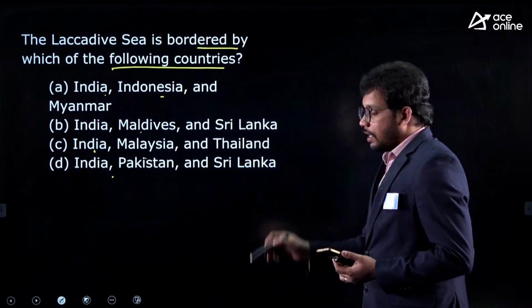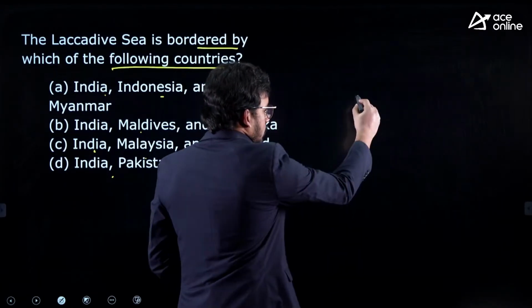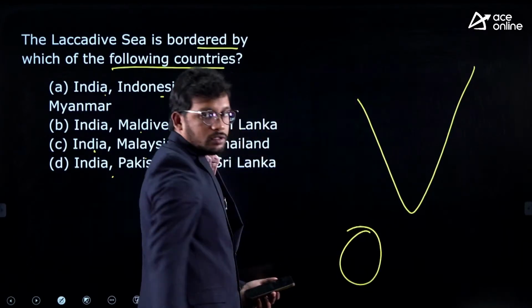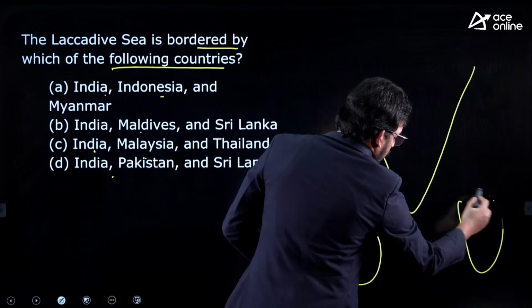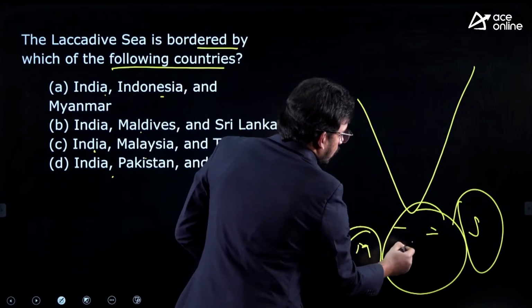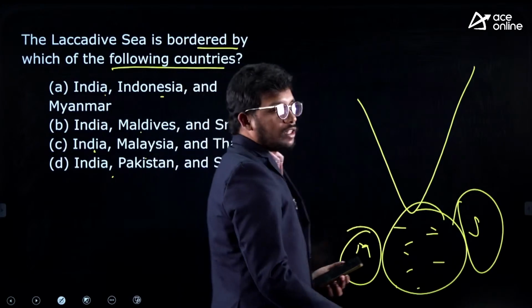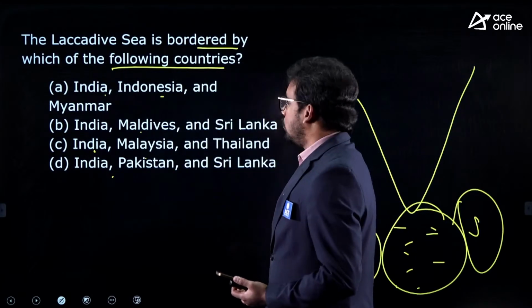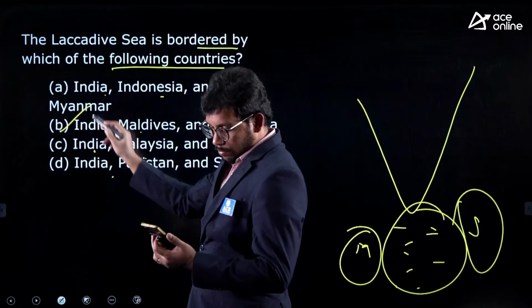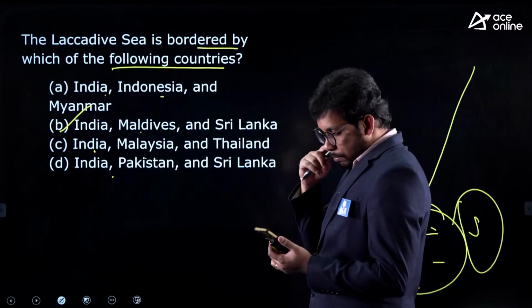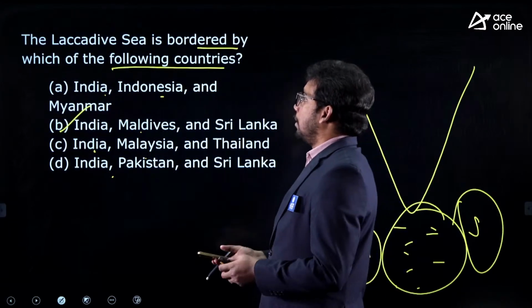See, this is India. Let me briefly discuss this. This is India. This is Maldives. This is Sri Lanka, right. So in between these 3 countries we have the Lakshadweep Sea. So basically Lakshadweep Sea is surrounded by India, Sri Lanka and Maldives. So where is the option? Answer is B. Right, Venkat? So you are correct. India, Maldives and Sri Lanka.